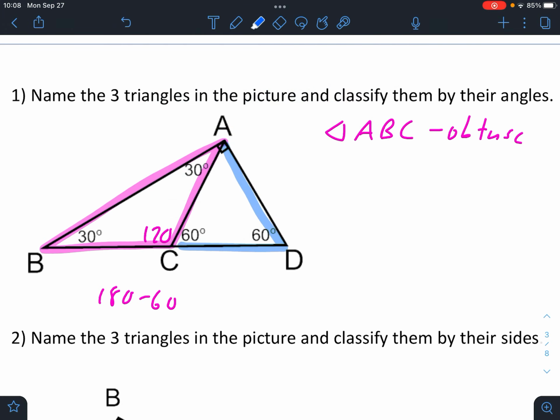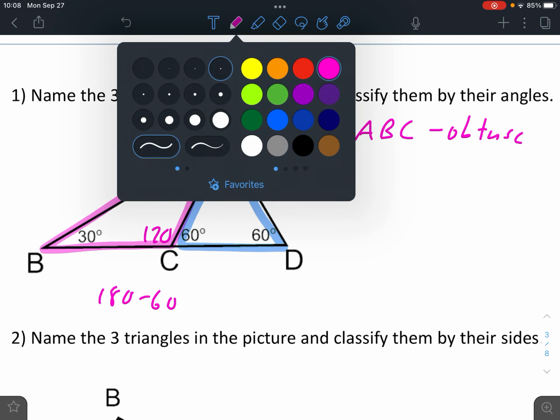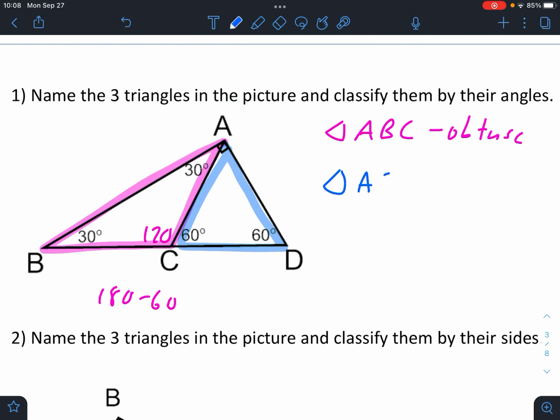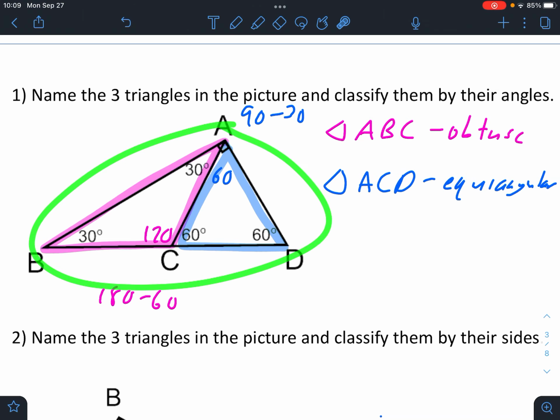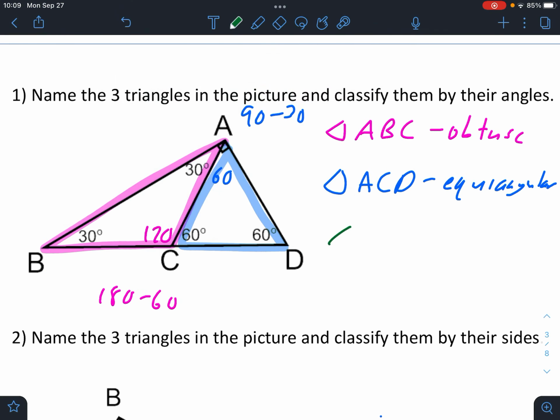Okay, then we have another triangle over here, triangle ACD. Two of the angles are 60, but we don't know the top one yet. Remember, this means 90. So we do 90 minus 30, and we get 60. And therefore, this is 60, 60, and 60. That's called equiangular. And finally, we have the big triangle here, triangle ABD, and those angles are 30, 60, and 90, and that would be called a right triangle.